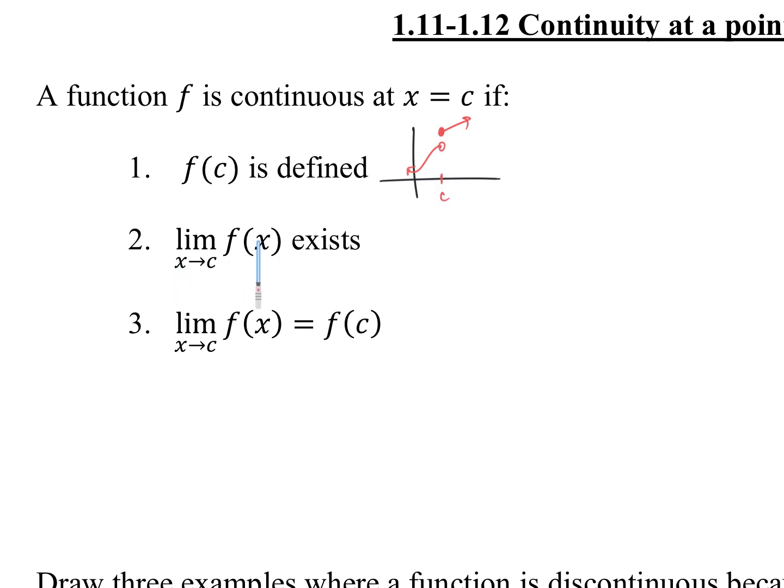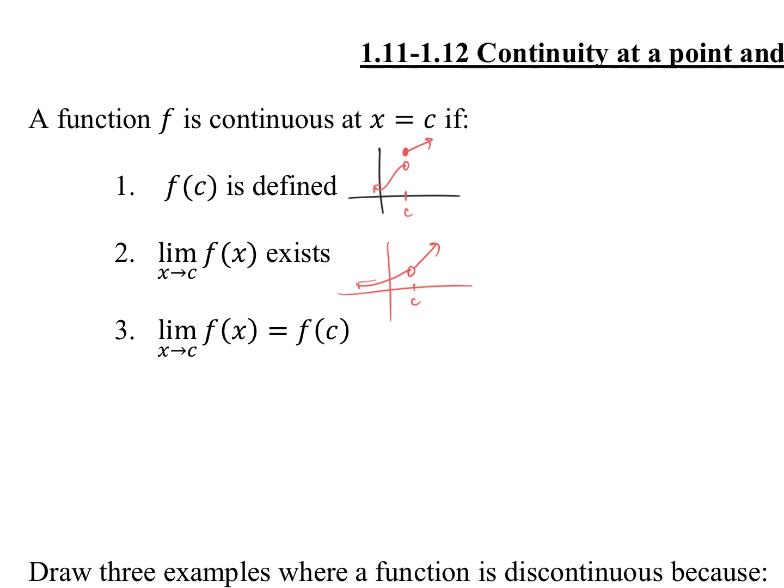This one says the limit exists. So let's think about this real fast. For the limit to exist, does this limit exist as x approaches c? Yes. Is it continuous? No, it's got a hole. It's got a removable discontinuity. So for something to be continuous, not only does the limit have to exist, but it has to equal the value of the function. So how would I draw that there?